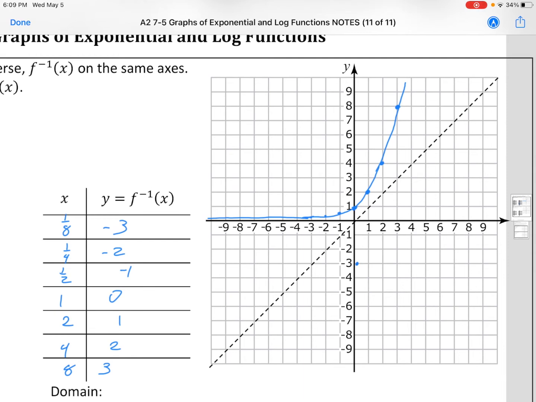And then 1/4, negative 2, and 1/2, negative 1, 1, 0, 2, 1, 4, 2, 8, 3. So those are just all the reversal of the coordinates, and that gives us the same shape graph, but now we need to start taking note of a few things.